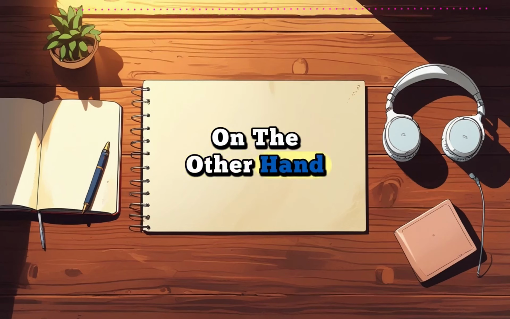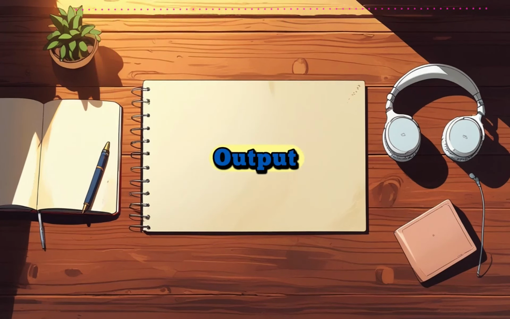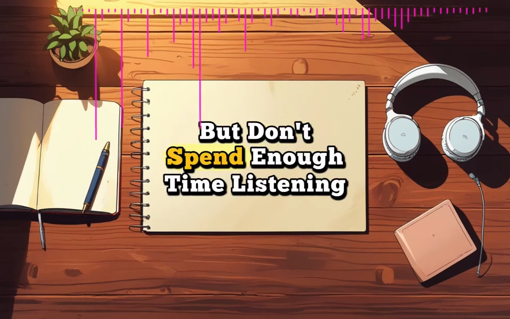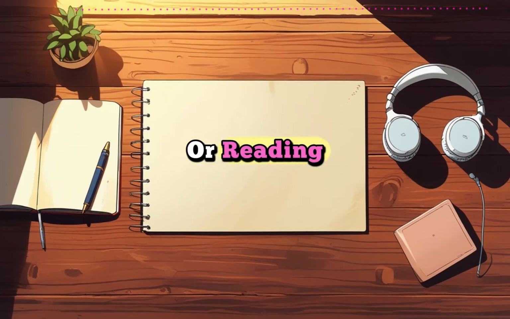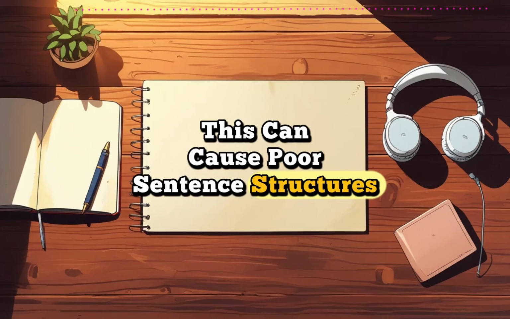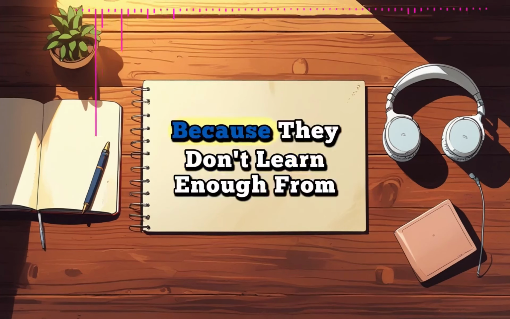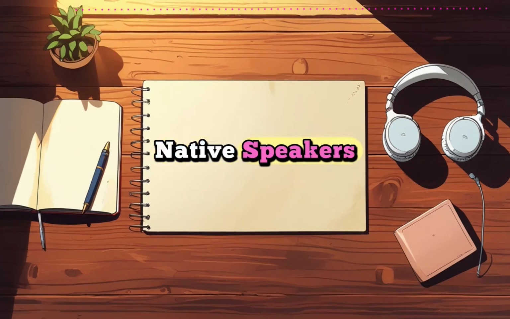On the other hand, some learners focus too much on output. They try to speak all the time, but don't spend enough time listening or reading. This can cause poor sentence structures and limited vocabulary because they don't learn enough from native speakers.